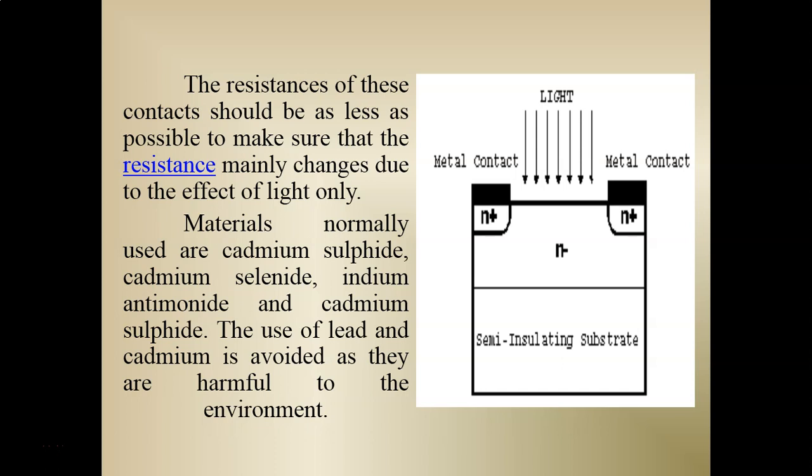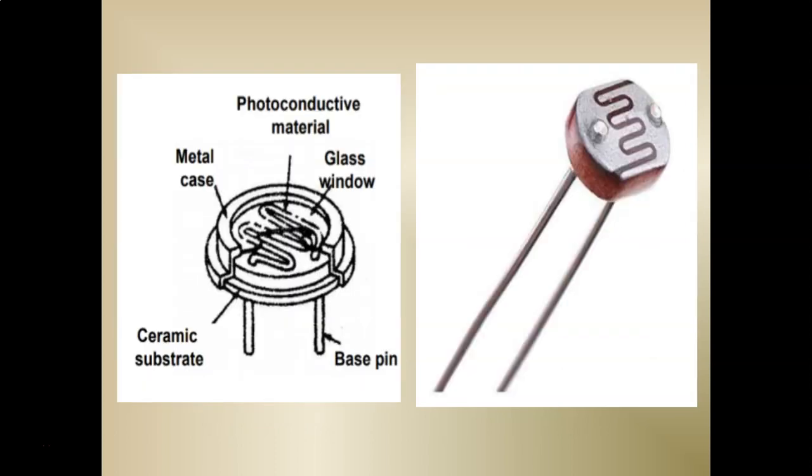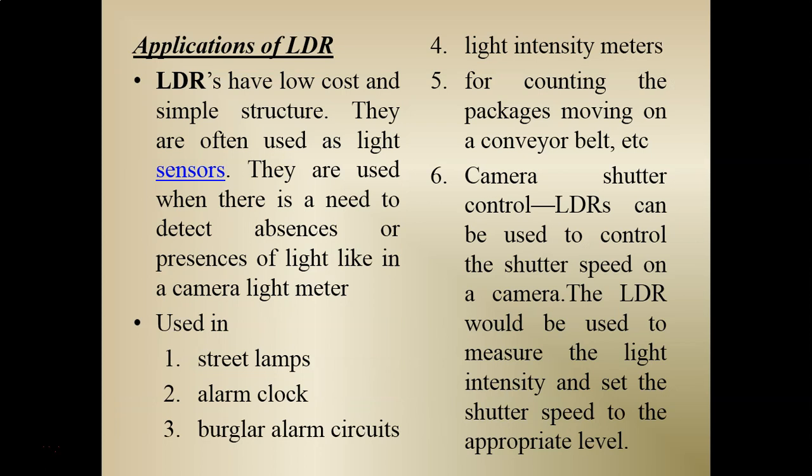The materials used for this LDR are cadmium sulfide, cadmium selenide and indium antimonide. The use of lead and cadmium is avoided as they are harmful to the environment. So this is a practical LDR. This is the metal film contact we are seeing at the sides, and on the ceramic substrate, the LDR material is placed. Applications: these are the various applications. They are mostly used as light sensors.